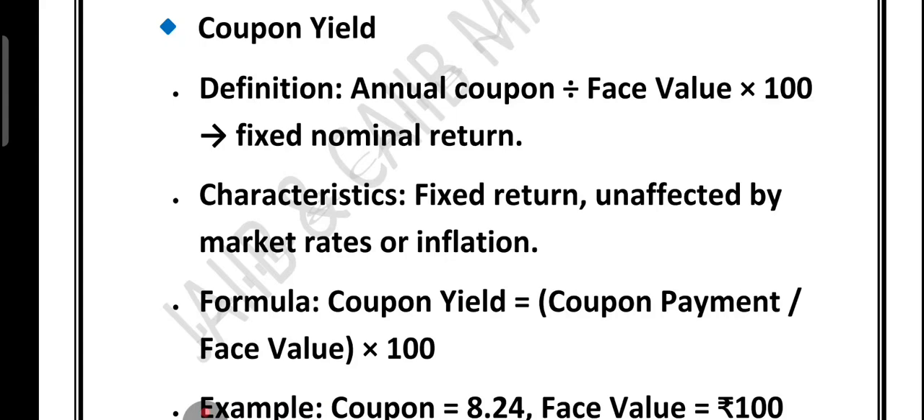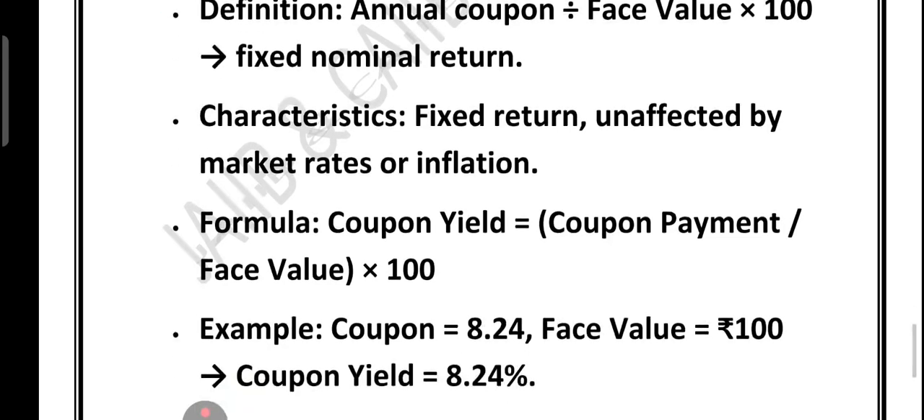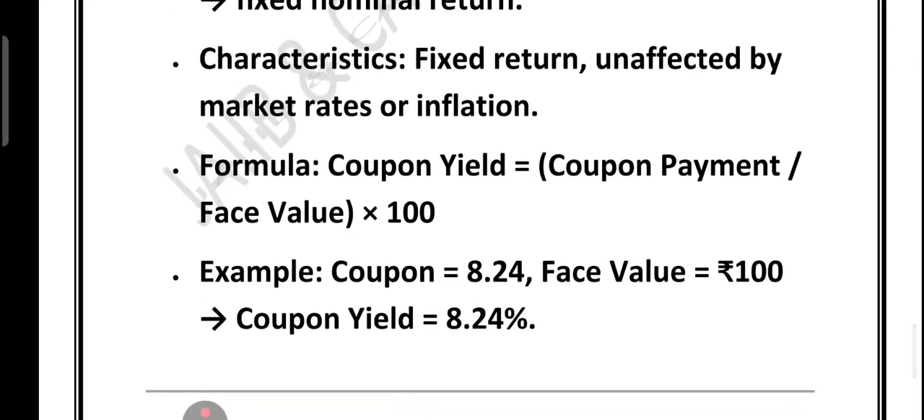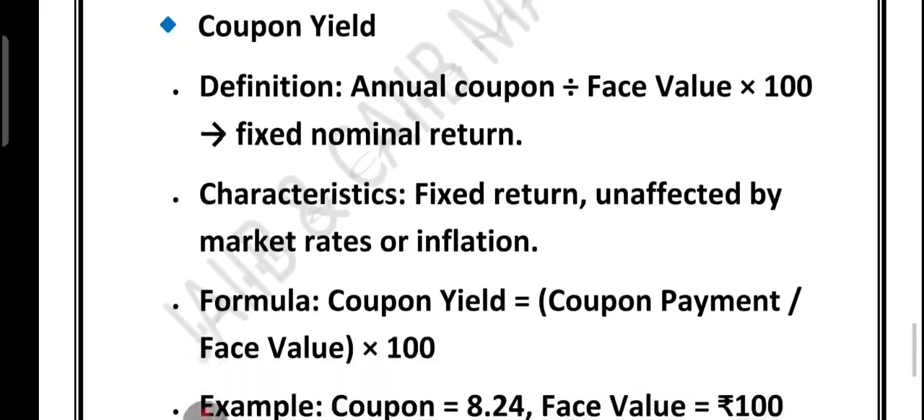Annual coupon divided by face value multiplied by 100. Right. So this coupon yield is fixed, which means it does not change with the market rate or inflation. The formula is very simple: coupon payment divided by face value multiplied by 100. Well, let's suppose that coupon is 8.24 rupees. Face value is 100. So coupon yield will be 8.24%. That is what we call coupon yield.